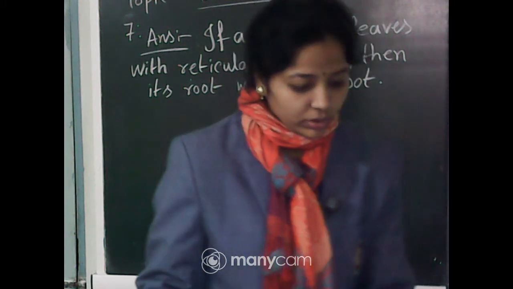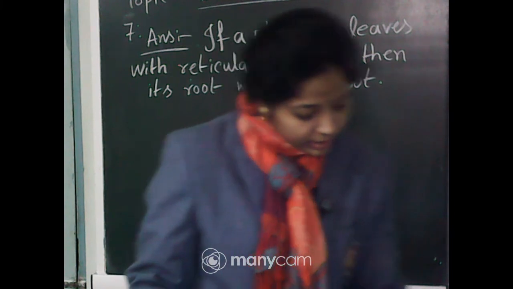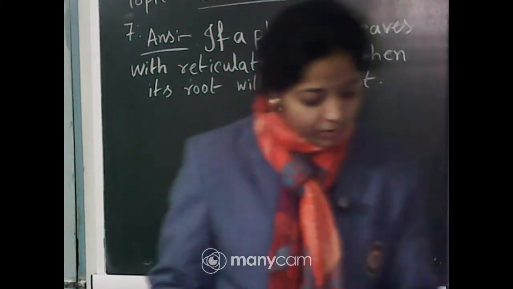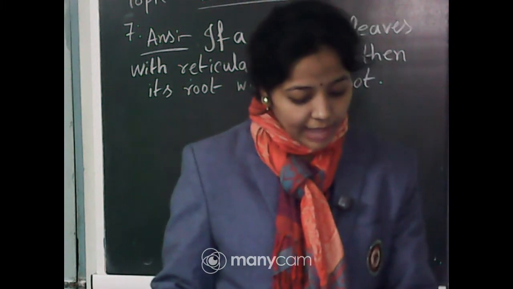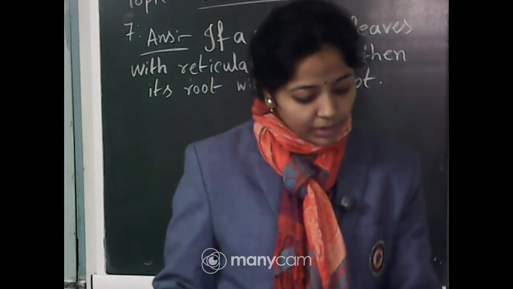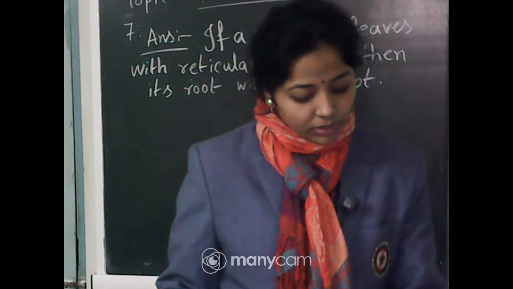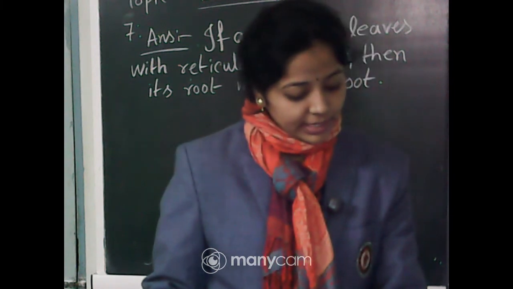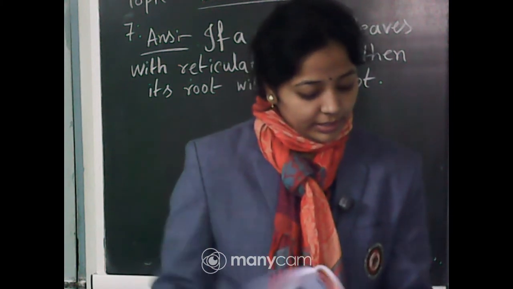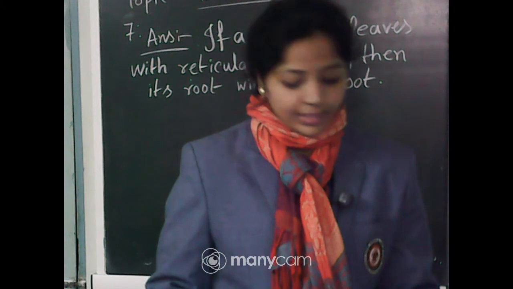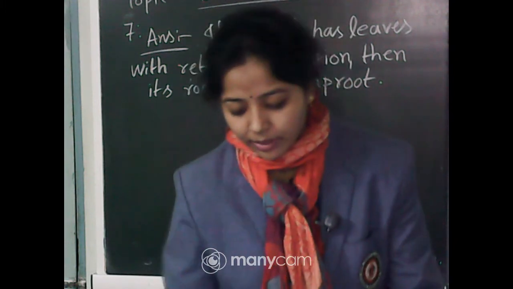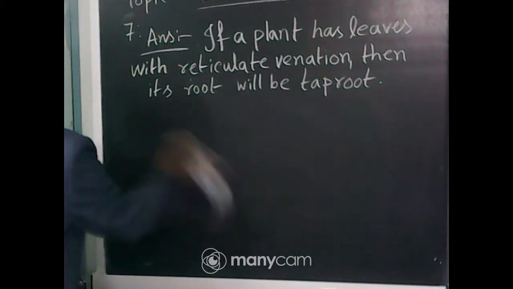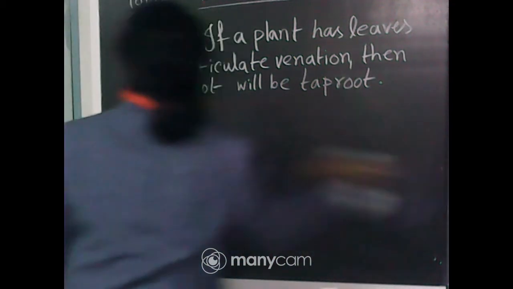Now comes the next question: is it possible for you to find out whether a plant has taproot or fibrous root by looking at the impression of the leaf on a sheet of paper? That I have already discussed. The answers to question 6 and 7 and this answer 8 are almost the same. So I am trying to write this answer on the board, try to follow me.